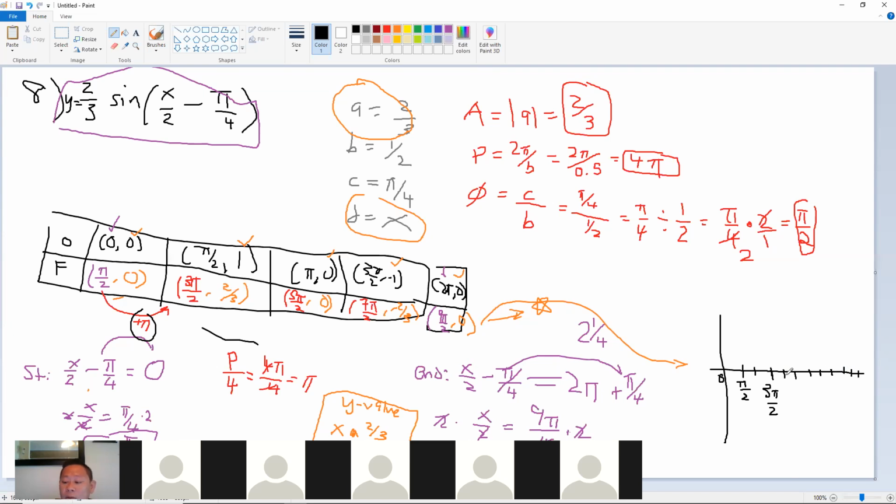Should I go 1 next to it or should I go 2? Which one should I put? 2, right? Sometimes it's 1, sometimes it's 2, depending on what you add on. I just want to point out to you guys that it does have an important role here. And then for 7 pi over 2, you have to move 2.